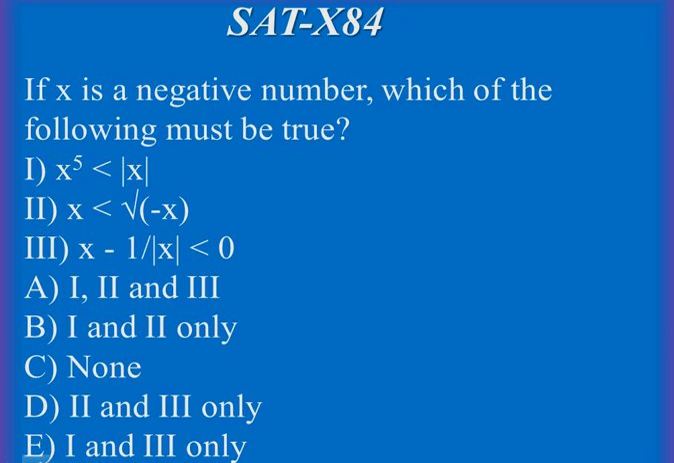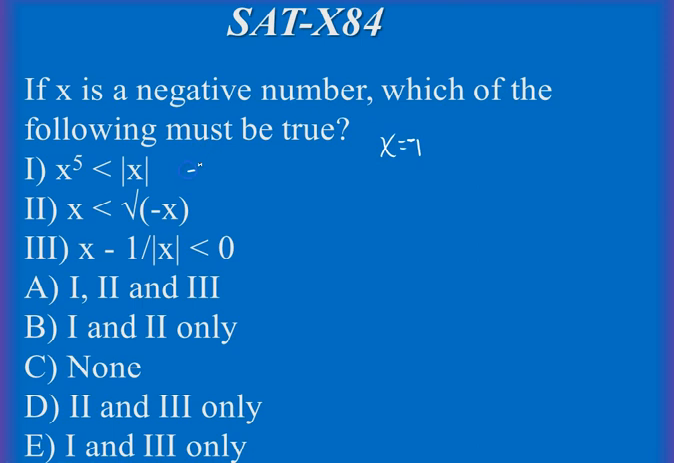SAT example number 84 is the type of problem that's a little tougher theoretically when you're given three choices and it asks you which of the three choices must be true. You have to consider more than one possible number often. So we're going to start with x equaling -1. It says x is a negative number, so let's keep it as simple as possible. So if x equals -1, let's just go down the list.